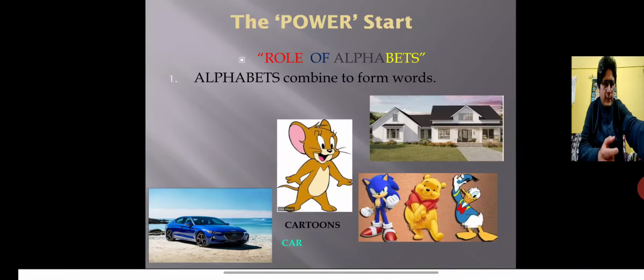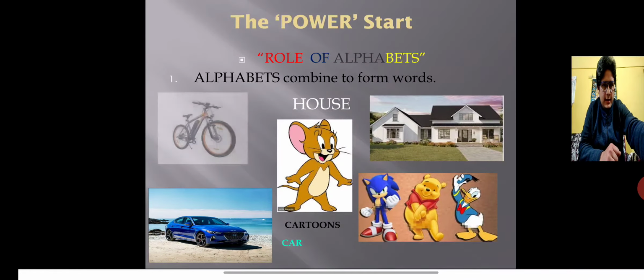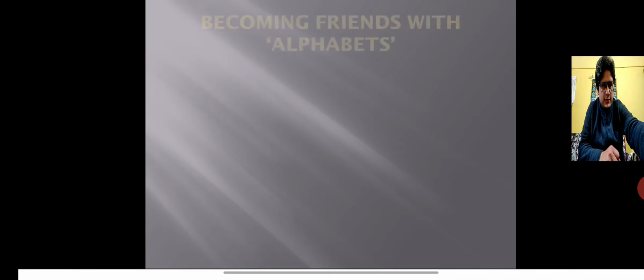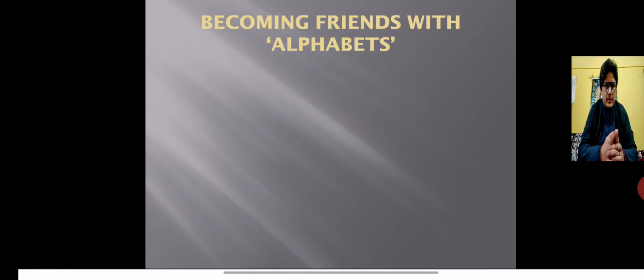Next up, we have a beautiful white colored house with a brown roof on top. Next up, we've got, of course, a bicycle. All right, children, moving on. Becoming friends with alphabets. In other words, I can also say befriending alphabets. It's just the way you interpret English. The more you learn about words in English, just like I said, becoming friends or befriending alphabets, it's more or less the same thing.